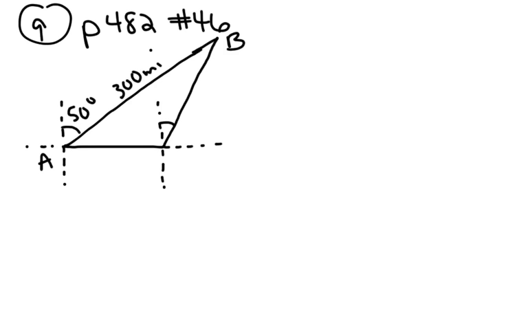The next problem is page 482, number 46. Airport B is 300 miles from Airport A at a bearing of north 50 degrees east. A pilot wishing to fly from A to B mistakenly flies due east at 200 miles an hour for 30 minutes when he notices his error. In the first part of this problem, we want to find how far the pilot is from his destination at the time he notices his error.